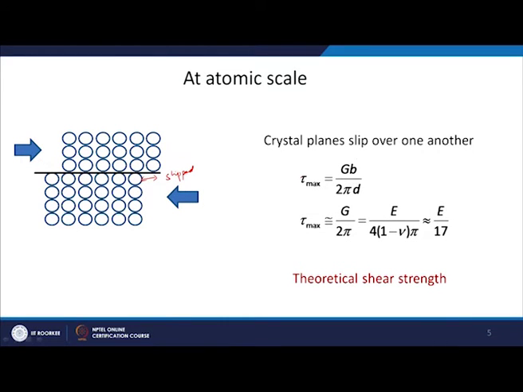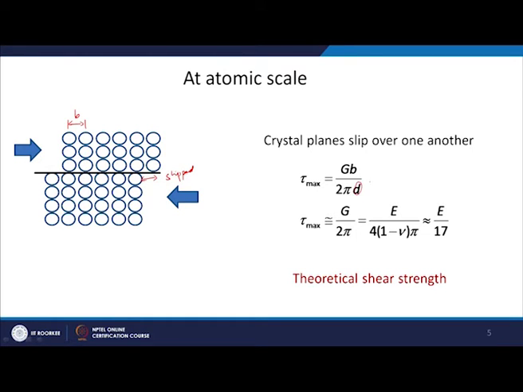Okay, that will be equal to, if I do a theoretical calculation, I am not doing the total derivation of this. You can look at it, there are a lot of books in which this kind of derivation is given. So basically the maximum shear stress required to do this kind of slipping process will depend on G, the shear modulus. b is basically the slip distance.